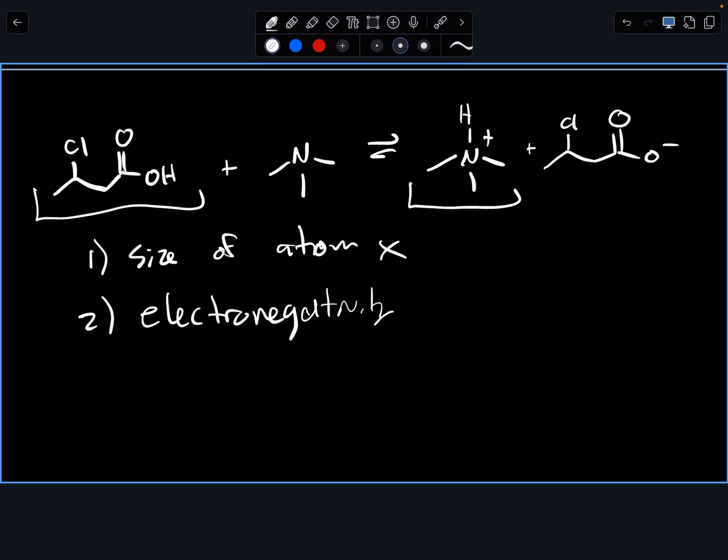It also has resonance, which is the third one, and the fourth one is an electronegative atom nearby to help out. It's got that too, so it's got a lot going for it.